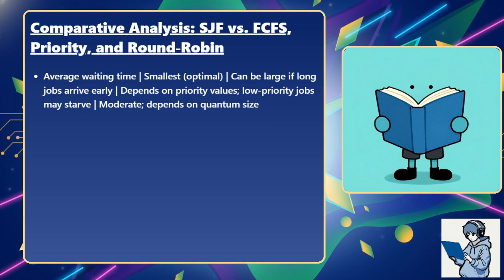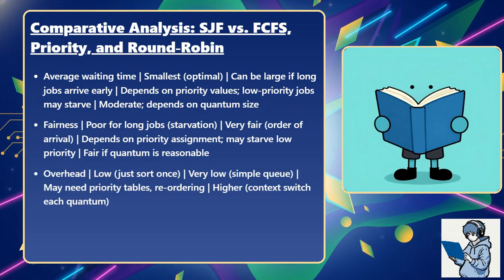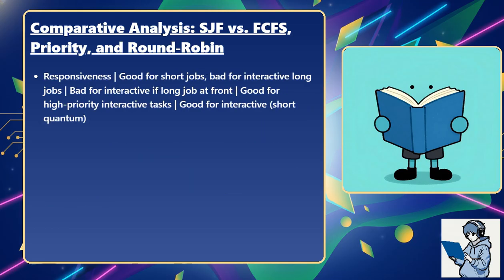Average waiting time: smallest, optimal for SJF; can be large for FCFS if long jobs arrive early; depends on priority values for priority scheduling, where low priority jobs may starve; moderate for round robin, depends on quantum size. Fairness: poor for long jobs with SJF, starvation; very fair for FCFS, order of arrival; depends on priority assignment for priority scheduling, may starve low priority; fair for round robin if the quantum is reasonable. Overhead: low for SJF, just sort once; very low for FCFS, a simple queue; priority may need priority tables and reordering; higher for round robin, context switch each quantum. Responsiveness: good for short jobs with SJF, bad for interactive long jobs; for FCFS, bad for interactive if a long job is at the front; good for high priority interactive tasks with priority scheduling; good for interactive with a short quantum in round robin.